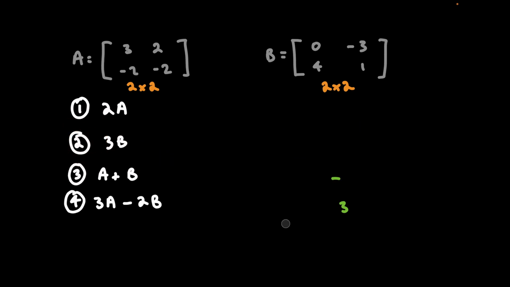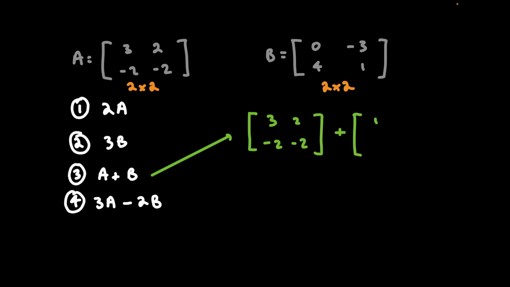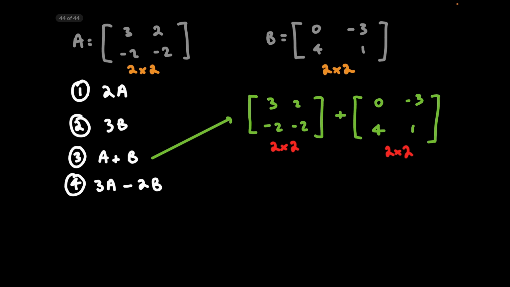Question 3. How do we add two matrices? Well, we can only add two matrices if they are the same dimensions. So matrix 1 here, in this case matrix A, is 3, 2, negative 2, negative 2. And we're going to add that with matrix B, 0, negative 3, 4, 1. What we notice here is this is a 2 by 2 matrix, and this is a 2 by 2 matrix. And because they are the same dimensions, we are able to add them together.